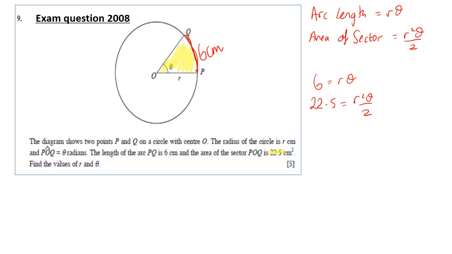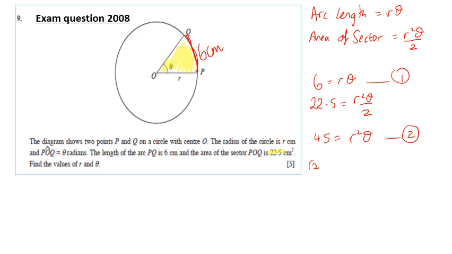Now before I start solving them, I think that second equation I should times both sides by 2, just to make it look a little bit nicer. So if I times both sides by 2, I'm going to get 45 equals r squared theta. Now that second equation looks a little bit nicer, so I've got equation 1, I've got equation 2. Now there's lots of different ways of solving this. You could divide the equations. I think that's probably the best way of solving this one.